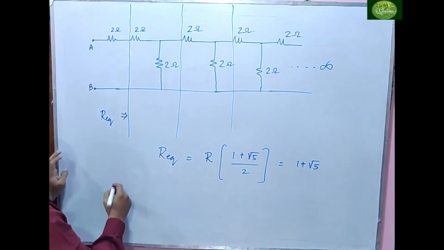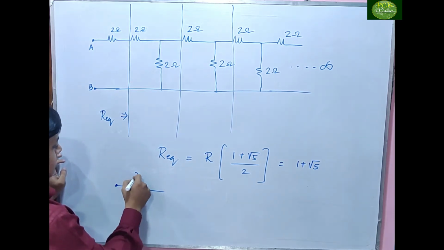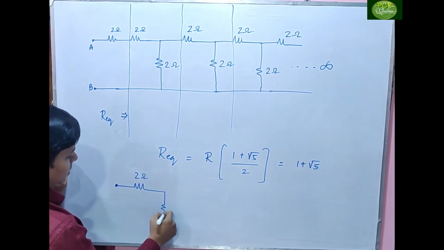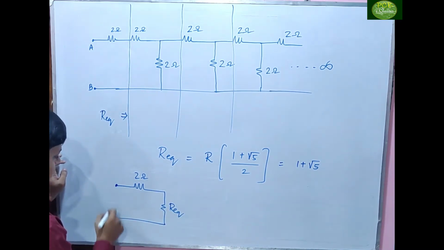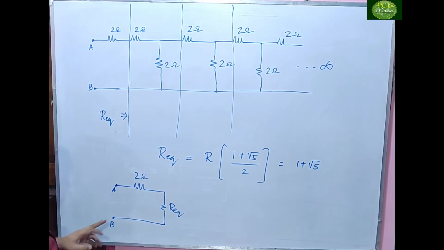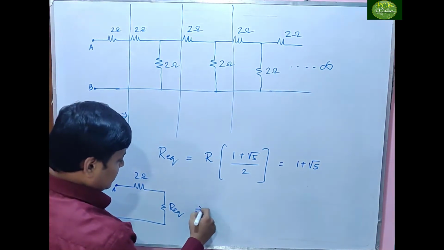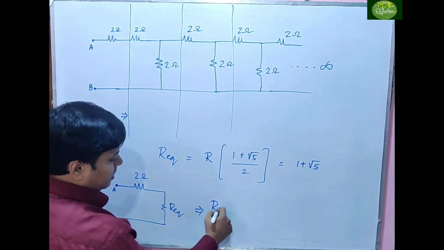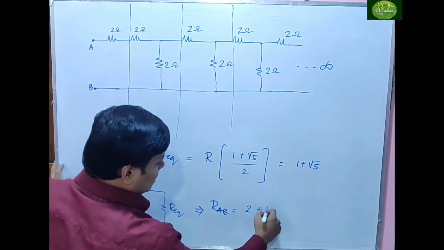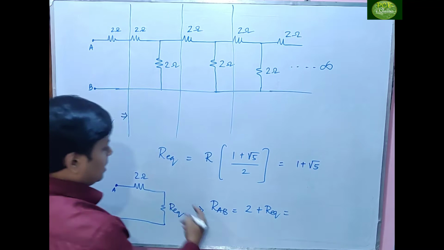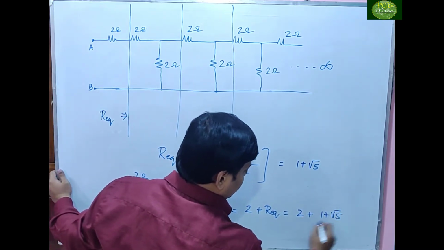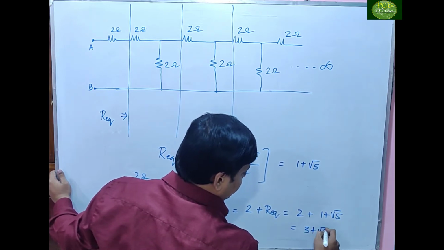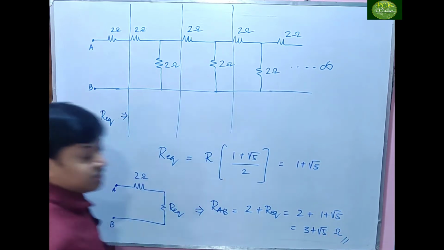R equivalent here. So can I say it's 2 ohm and R equivalent, and it forms the circuit across the AB terminal? Yes or no? So can I say this one, RAB, will be equal to 2 plus R equivalent. What is R equivalent? We have got 2 plus 1 plus root 5. Can I say this is 3 plus root 5 ohms? This is your answer.